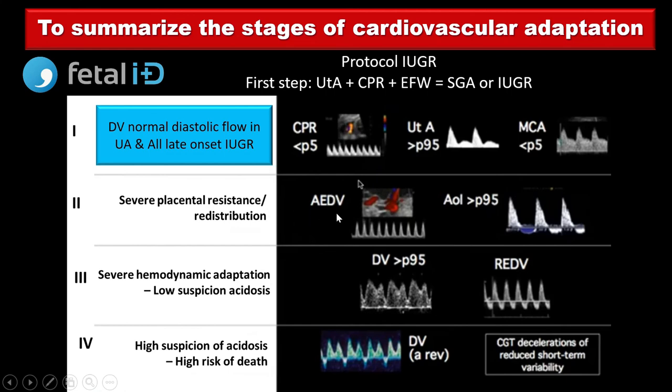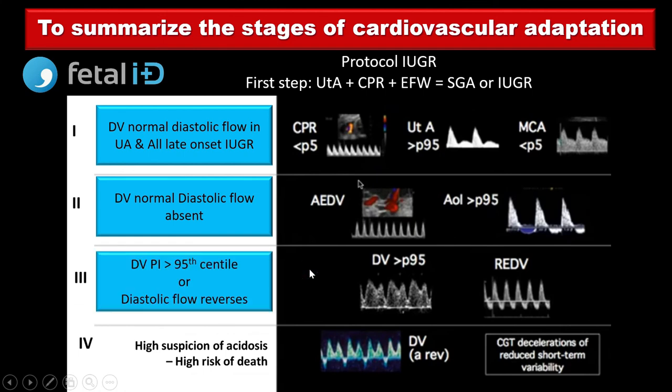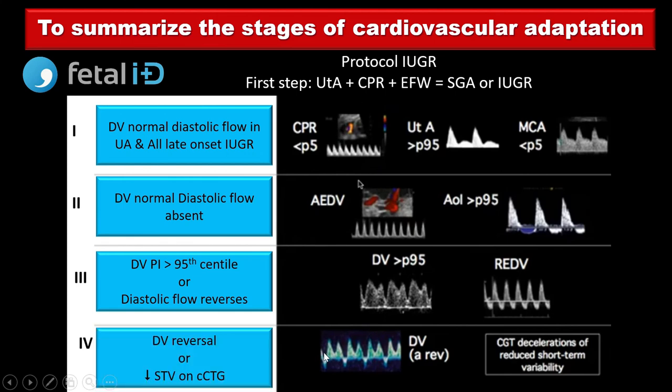In stage 2, we have absent end-diastolic flow and reversal in aortic isthmus, and here the placental resistance is high and redistribution is taking place, and ductus venosus is normal. Stage 3, there is high resistance in ductus venosus and reversal of flow in the umbilical artery, and this is early acidosis. And stage 4 is when the acidosis has advanced and ductus venosus shows reversal of flow, and there are CTG decelerations, reduced short-term variability, and heart rate decelerations.